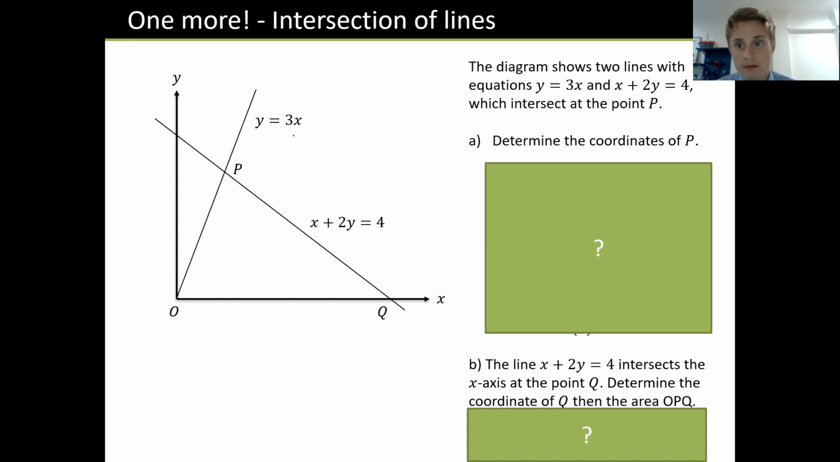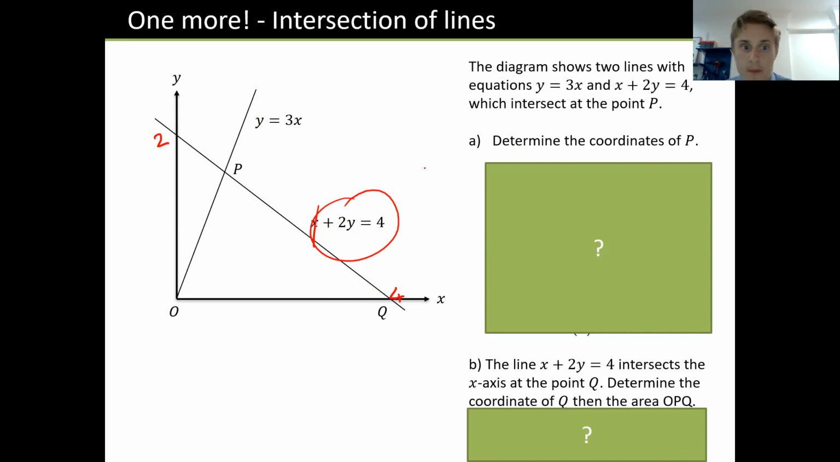This is the line y equals 3x. This is the line x plus 2y equals 4. If you wanted to draw this quickly, good tip for you. When x is 0, y would have to be what? y would have to be 2. When y is 0, what would x have to be? It would have to be 4. Very quick way of drawing straight lines if you know that they're going to cross like this.